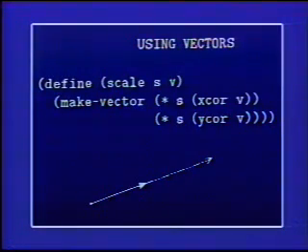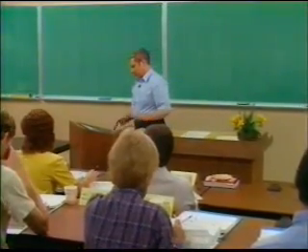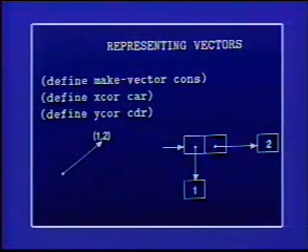So those are two operations that are implemented using the representation of vectors, and the representation of vectors, for instance, is something that we could build in terms of pairs. So George has gone out and implemented for us make-vector and x-coordinate and y-coordinate, and this could be done, for instance, using cons, car, and cdr.